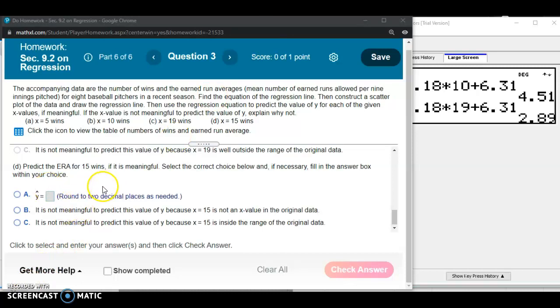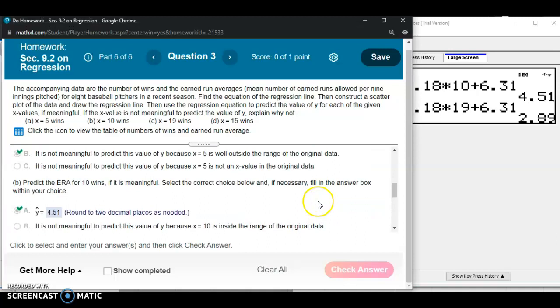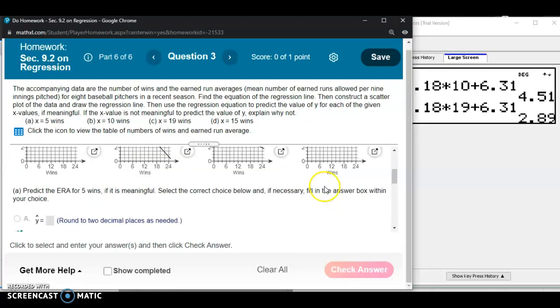Okay, so this is the last part of the question, and it says predict the ERA for 15 wins, if it is meaningful, and then select the correct answer choice. So obviously 15 is between 9 and 20, so we're going to plug that into our regression equation to figure out what the predicted earned run average is if the team has 15 wins, or rather, if that pitcher had 15 wins.